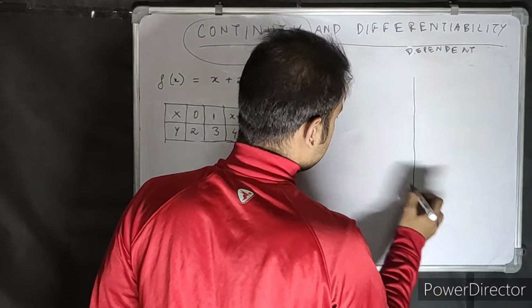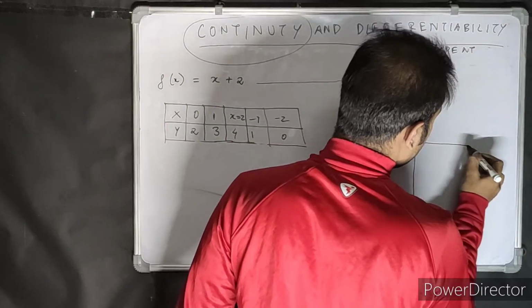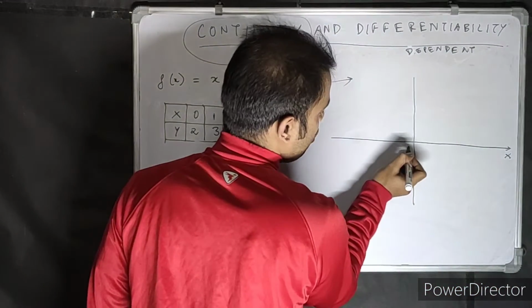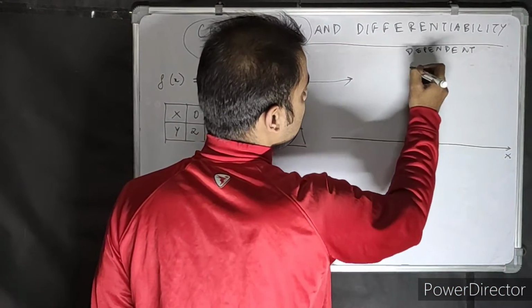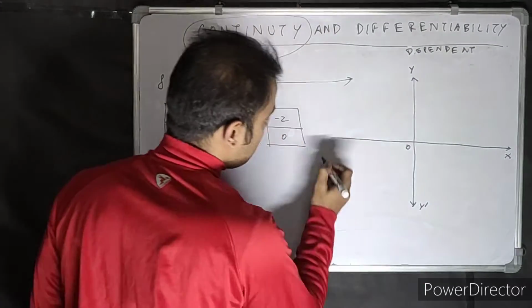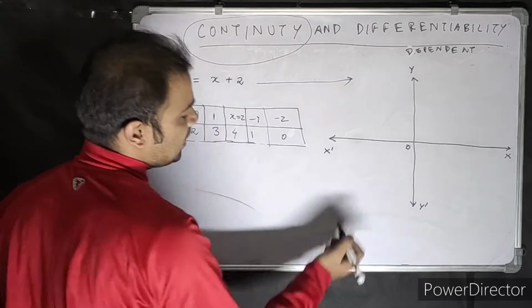So let's make the graph. That's your positive x-axis. This is your origin. That's your positive y-axis. And the negative y-axis you can write as y dash, and the negative x-axis you can write as x dash.